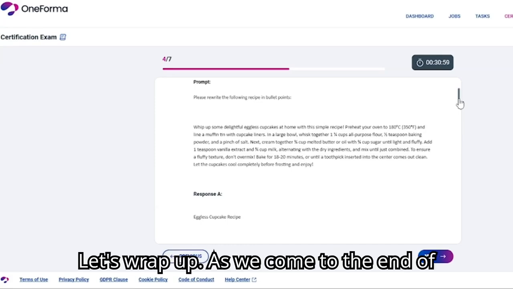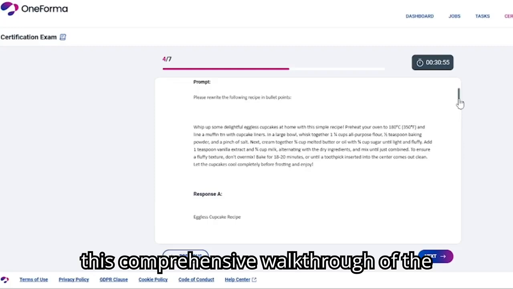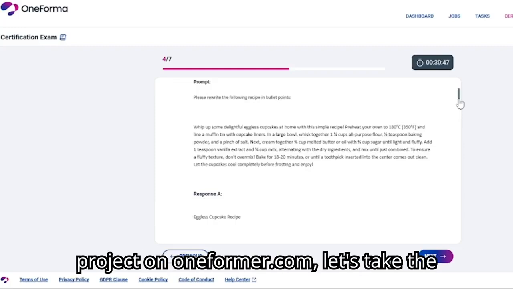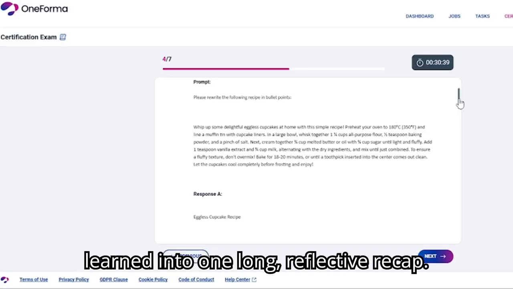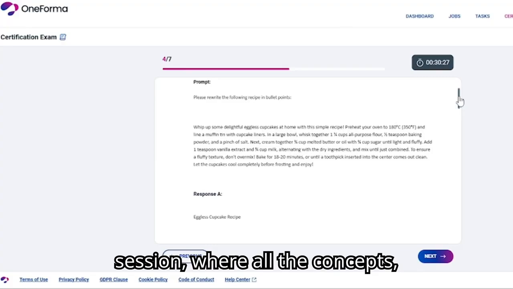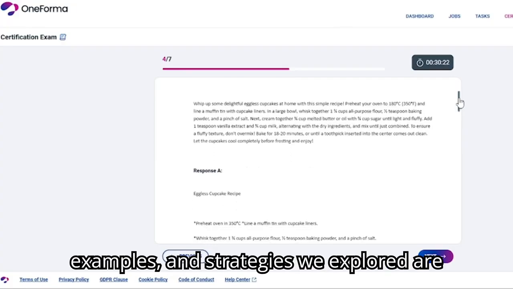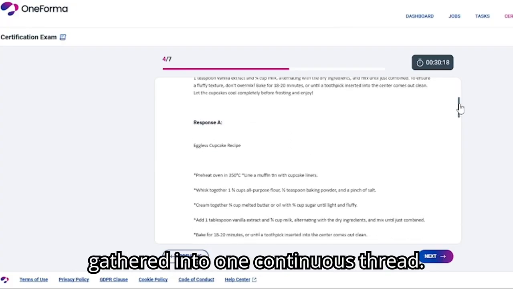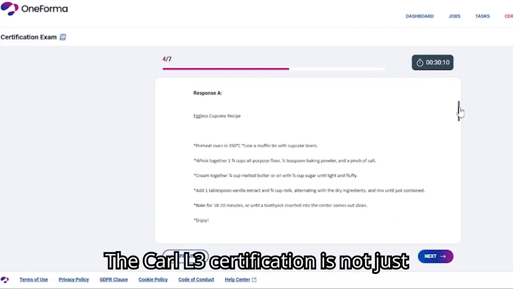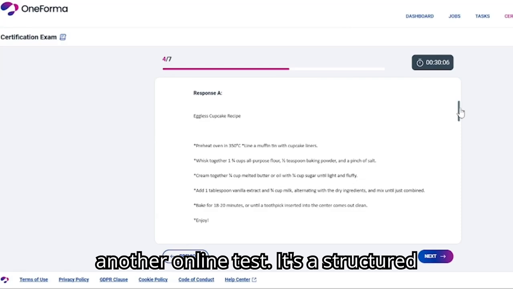Let's wrap up. As we come to the end of this comprehensive walkthrough of the Karl L3 certification for the Atlas project on Oneforma.com, let's take the time to pull together everything we've learned into one long, reflective recap. Think of this as your final revision session, where all the concepts, examples, and strategies we explored are gathered into one continuous thread. The Karl L3 certification is not just another online test.